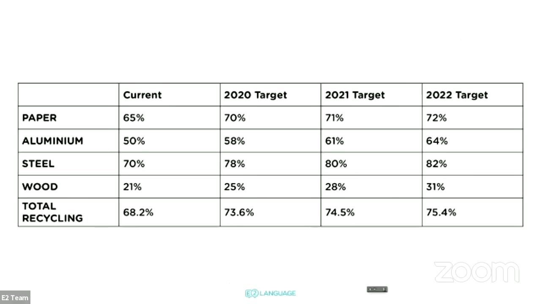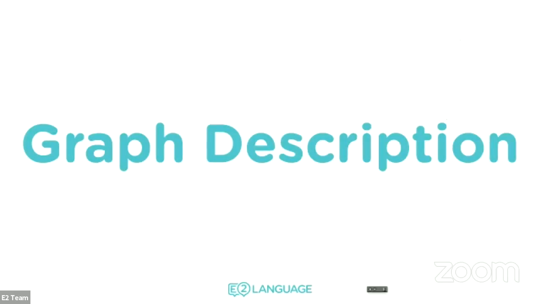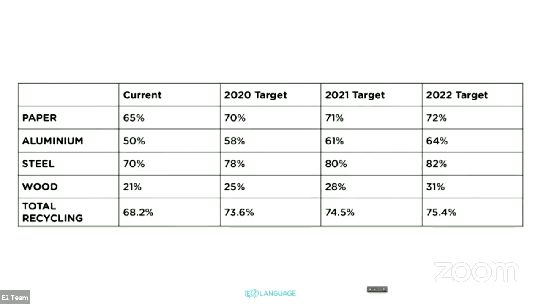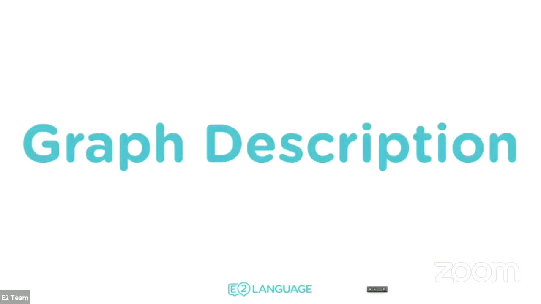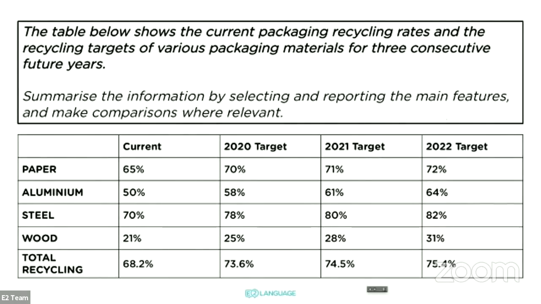The first thing you need to do on test day is read the graph description, because without the description, this is kind of meaningless. You might be able to interpret something out of it, but in fact, this first sentence of the graph description will tell you what this table is about. It says, the table below shows the current packaging recycling rates and the recycling targets of various packaging materials for 3 consecutive future years. Whoa, this is a really hard one.